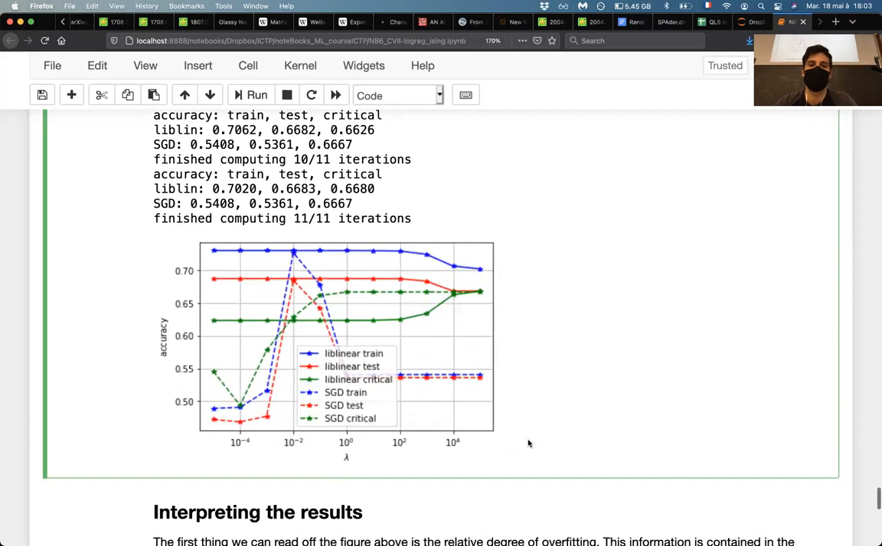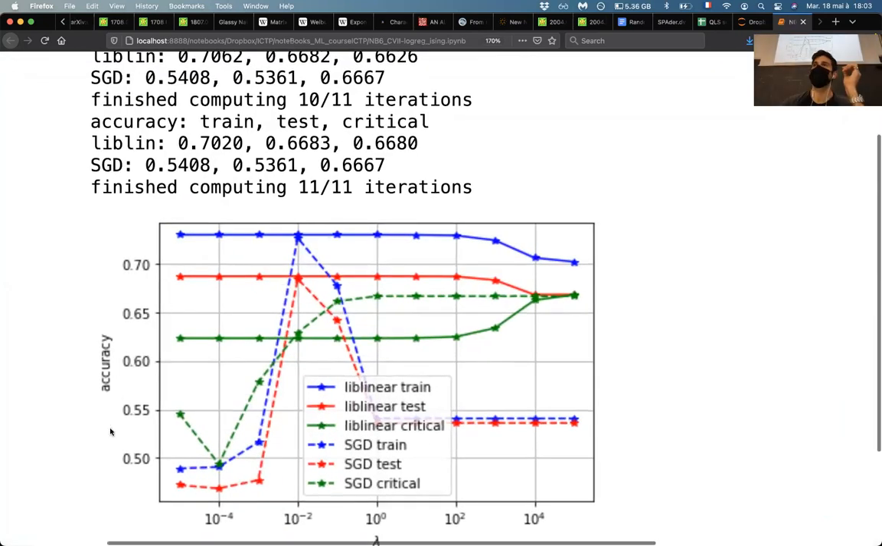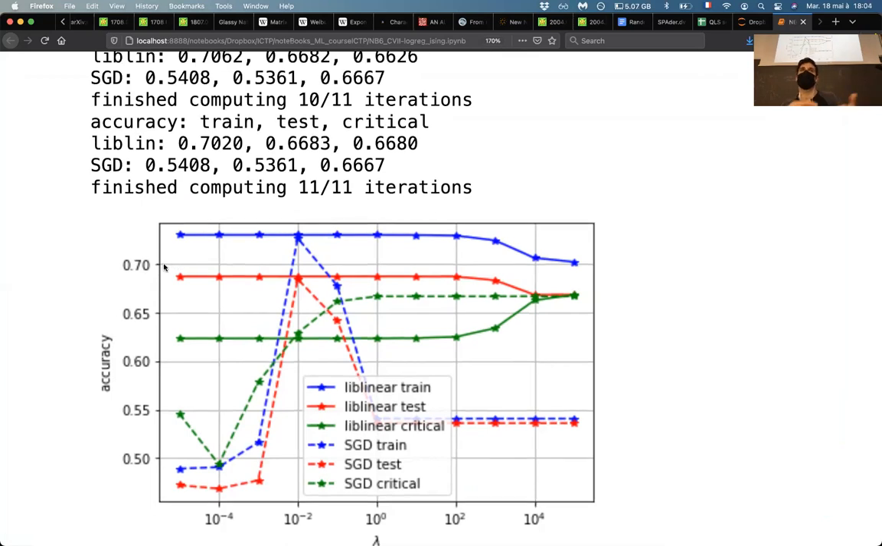Okay, so here is what we obtained. So what is the accuracy? Our measure of performance is the fraction of states that have been correctly classified. So when I'm at 70% here, it means that 70% of the samples in the training or test data are correctly classified according to our logistic regression model.